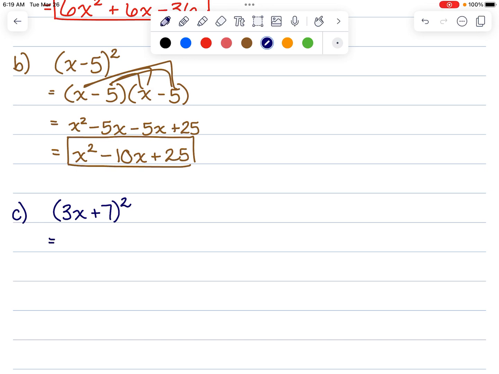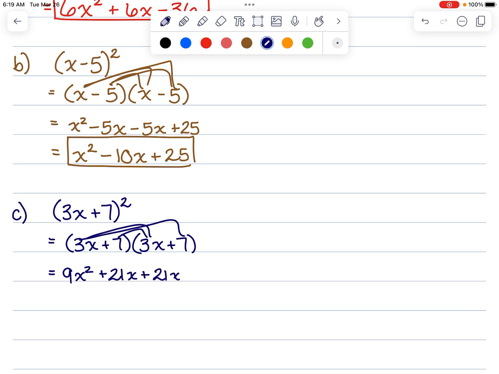So if we do this, we multiply it by itself. And we distribute. 3x times 3x is 9x squared. 3x times 7 is 21x. 7 times 3x is 21x. And 7 times 7 is 49. Combine like terms, and I get 9x squared plus 42x plus 49.